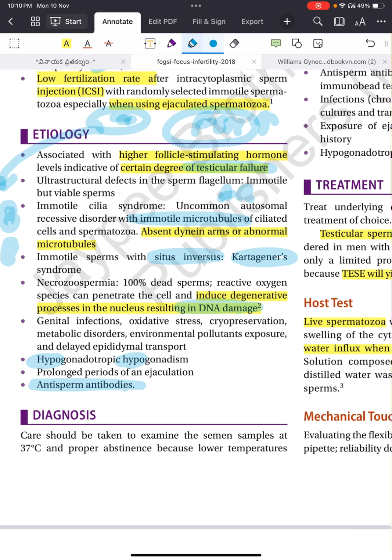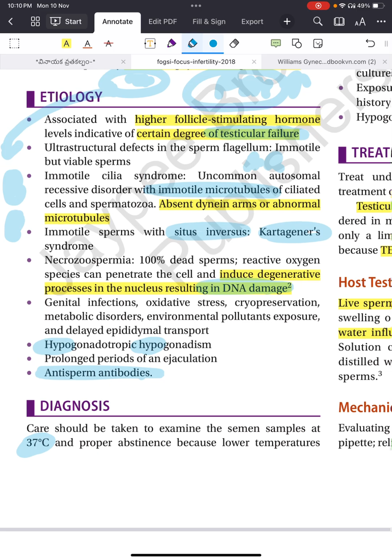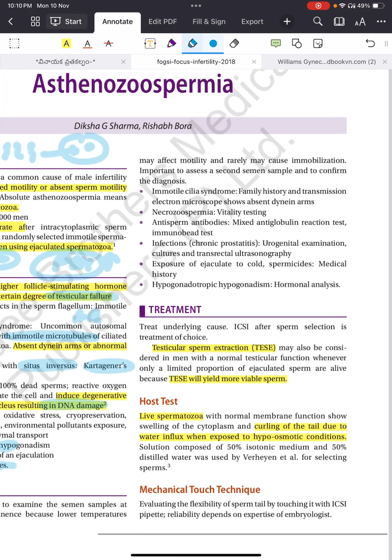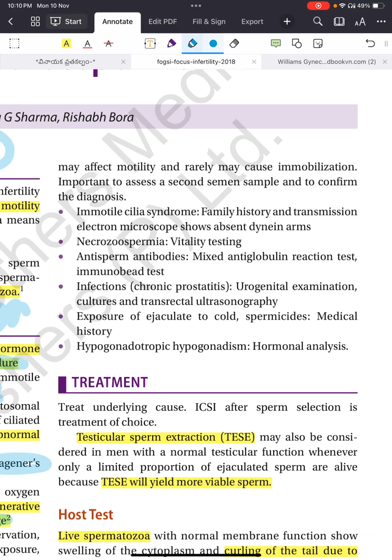How to diagnose asthenozoospermia? First thing is we should examine the semen sample at 37 degrees. What is 37 degrees? It's body temperature. So we should examine at that temperature, not high, not low, after proper abstinence, because lower temperature may affect the motility and rarely may cause immobilization. So if you keep it at 25 or 24 degrees, it can cause immobilization, and falsely we diagnose it as asthenozoospermia. It is important to assess a second semen sample also.